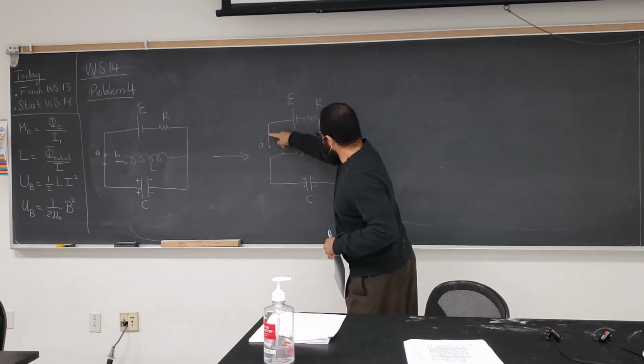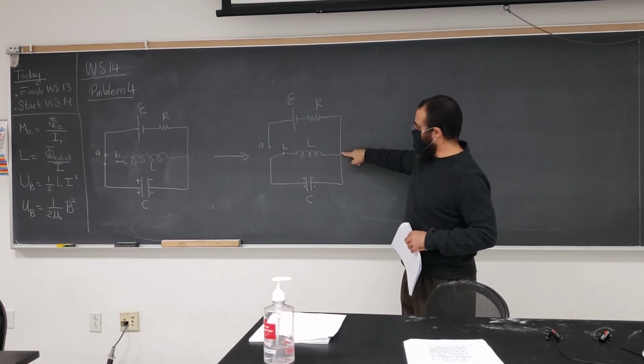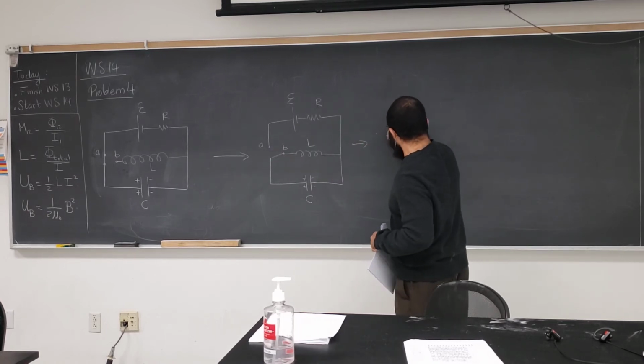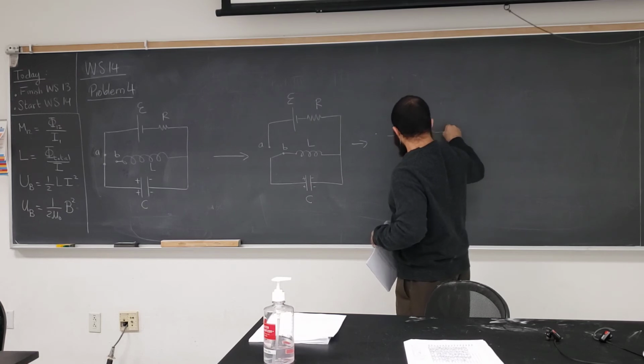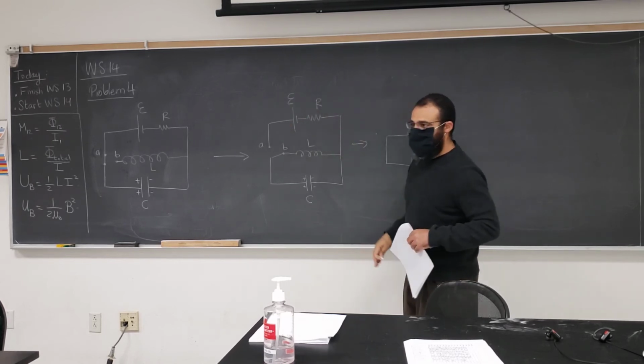So now, how about this branch? Is that part of the circuit? No, it's disconnected, right? So you can basically disregard it. It's like you have this. You have an inductor, right? This part now is cut off, not connected.